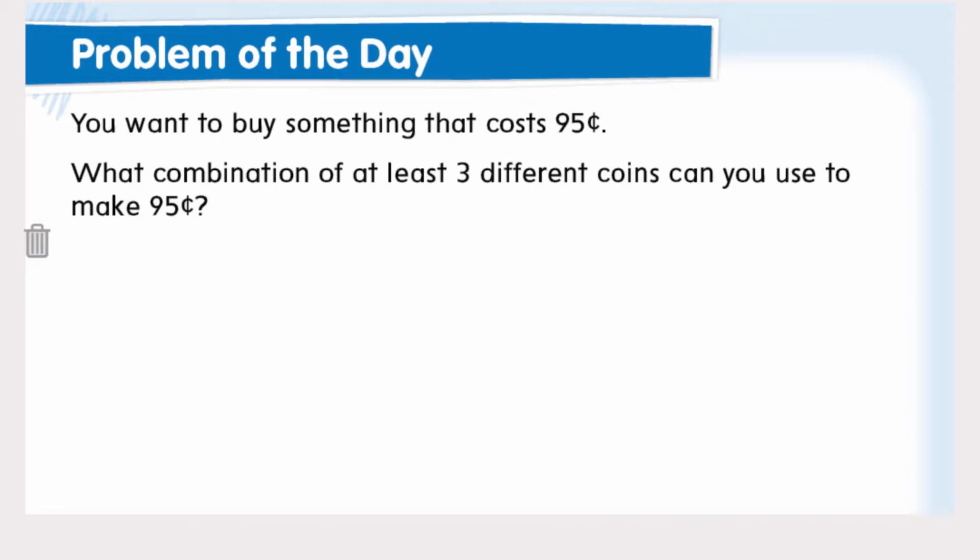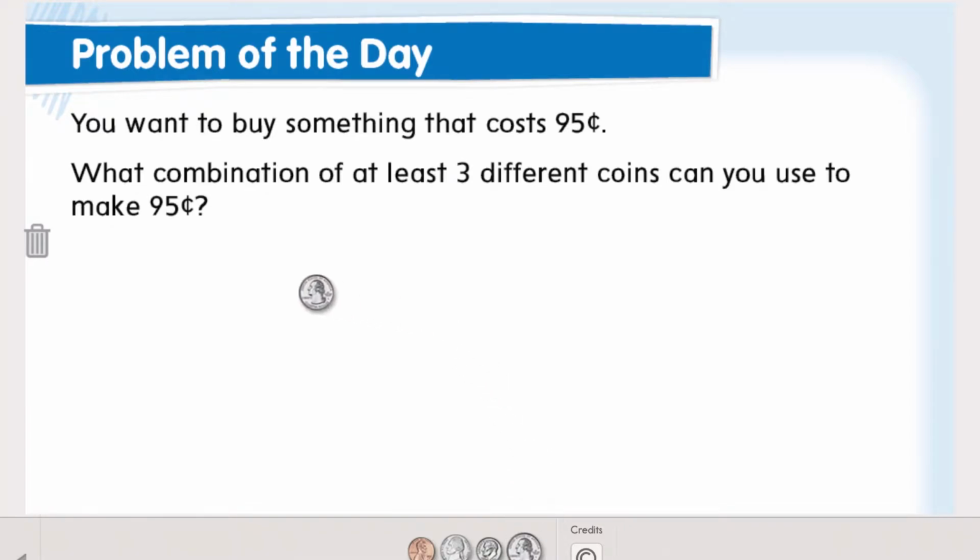We're going to start with some review of counting coins and money like we learned about in our last unit. You want to buy something that costs 95 cents. What combination of at least 3 different coins can you use to make 95 cents? 3 different coins, so not all the same kind.